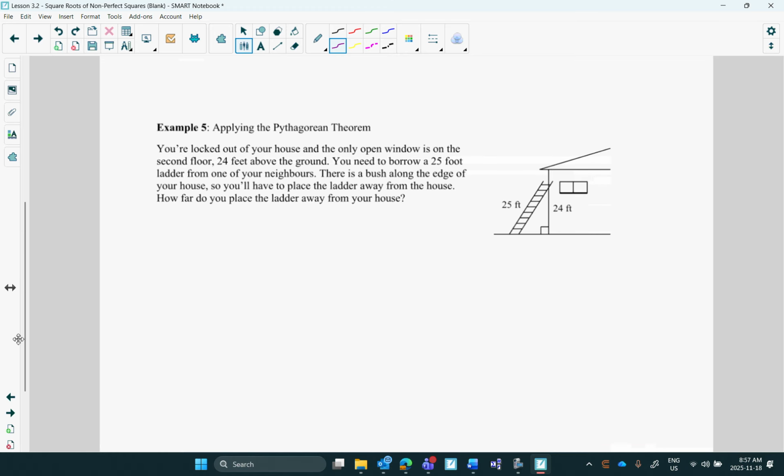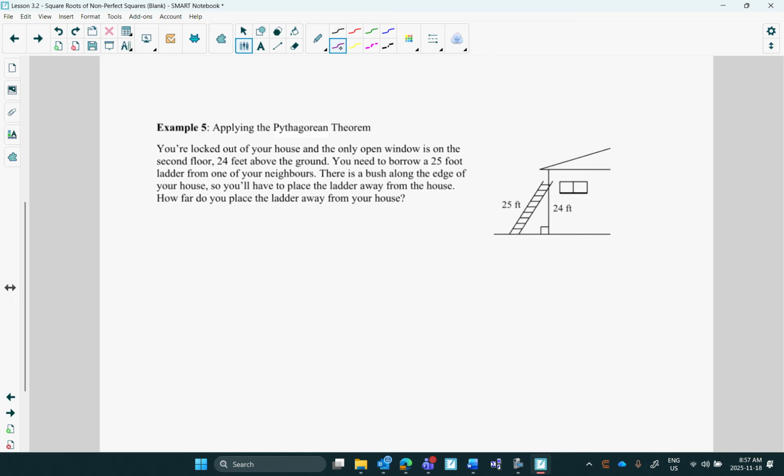This one. You're locked out of your house. The only open window is on the second floor, 24 feet above the ground. You need to borrow a 25-foot ladder from one of your neighbors. There's a bush along the edge of your house, so you can't put the ladder right up against it. You have to take it a little bit away. How far do you place it away, given this situation?